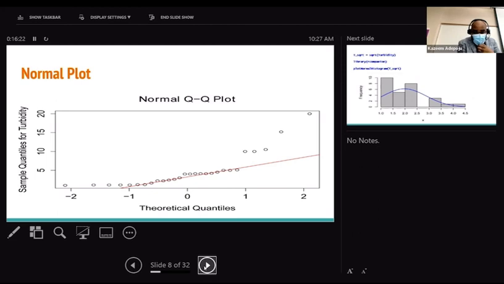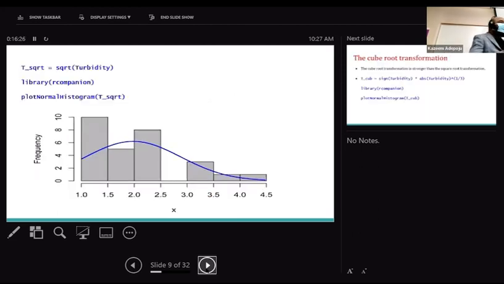Now, there are different kinds of transformation. When data is not normally distributed, one of the interventions could be, let's take the square root. What am I doing here? Look at SQRT turbidity. Maybe you wonder why I want to take the square root. I'm going to show you.